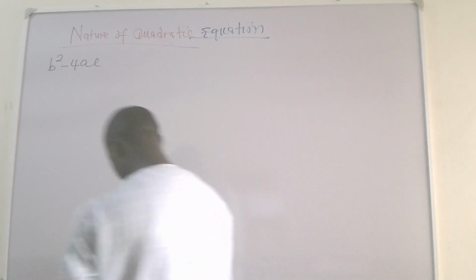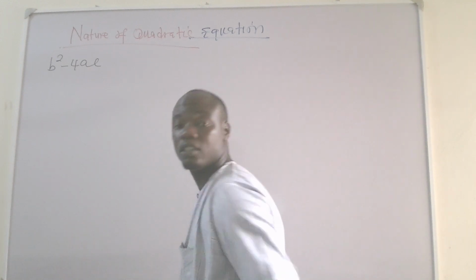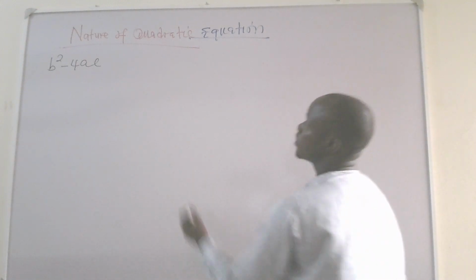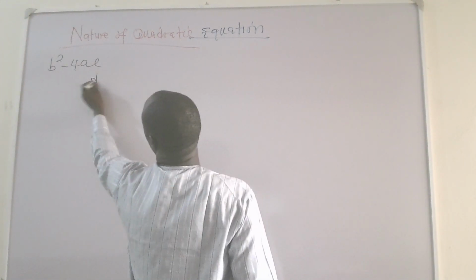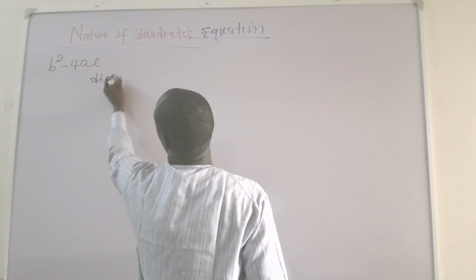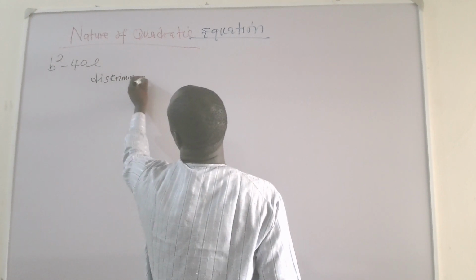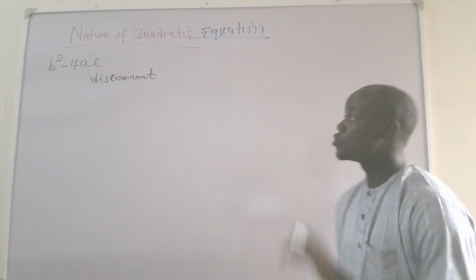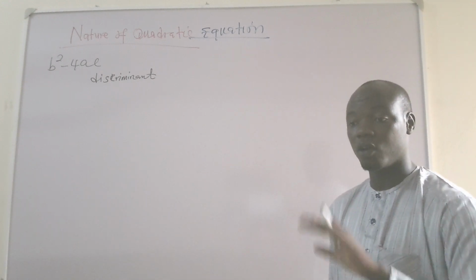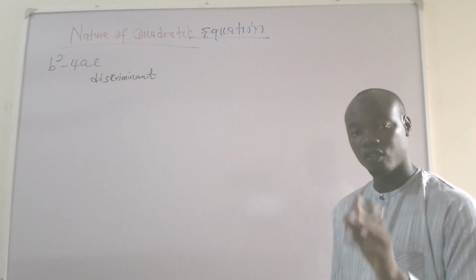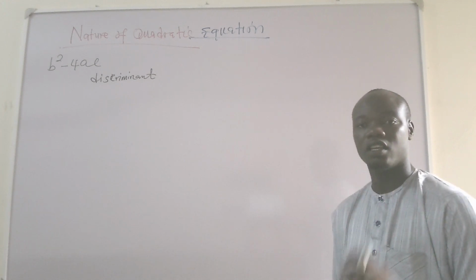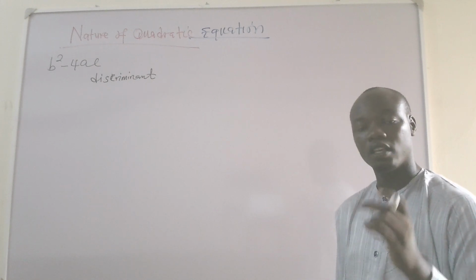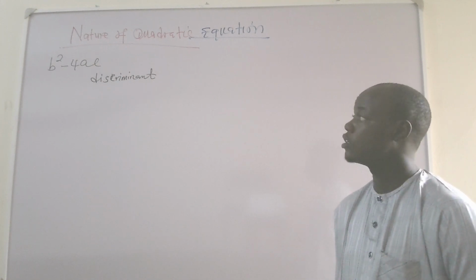It's called the discriminant. So in this case, we are now going to look at three different cases: case 1, case 2, and case 3.